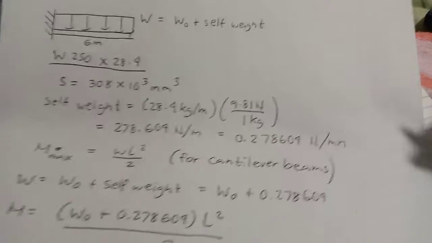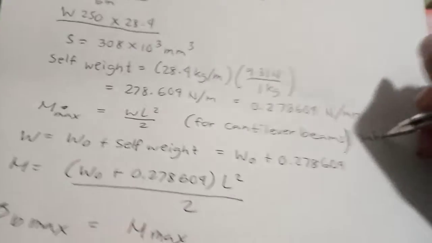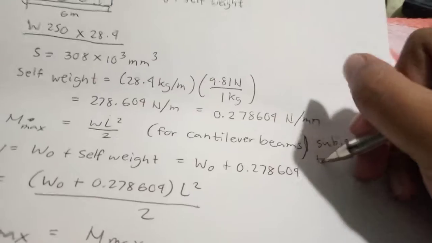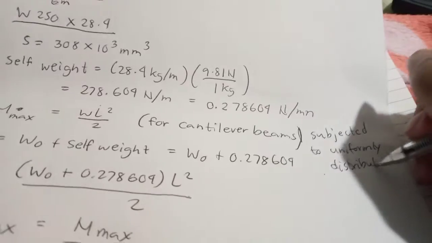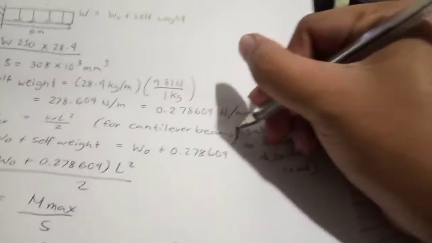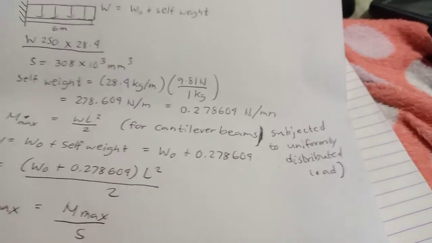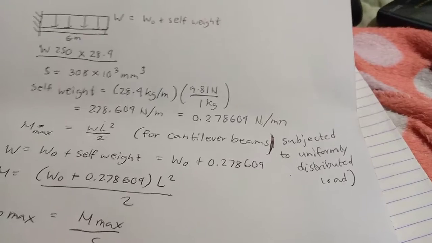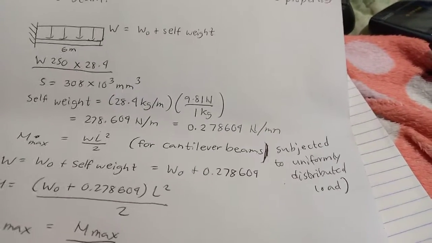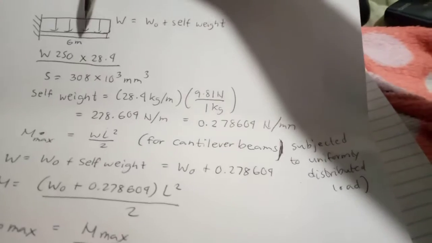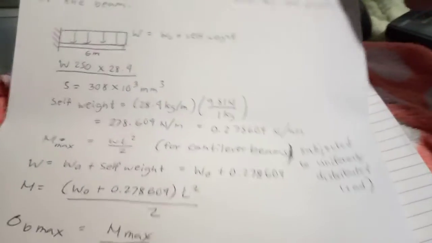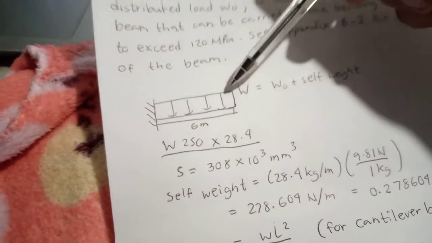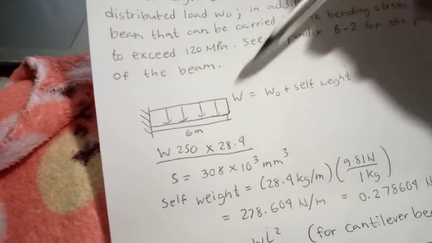I would like to clarify that this is for cantilever beams subjected to a uniformly distributed load. If the cantilever beam is not subjected to a uniformly distributed load, or if there is another load such as a point load or triangular load, we cannot use this formula. It applies only in this case, where the loading is uniformly distributed.